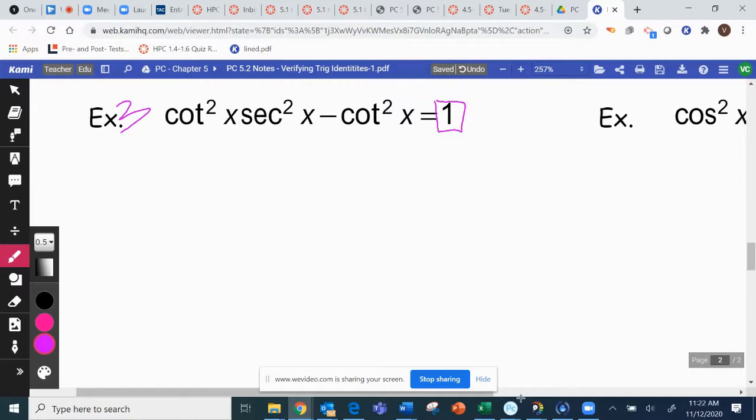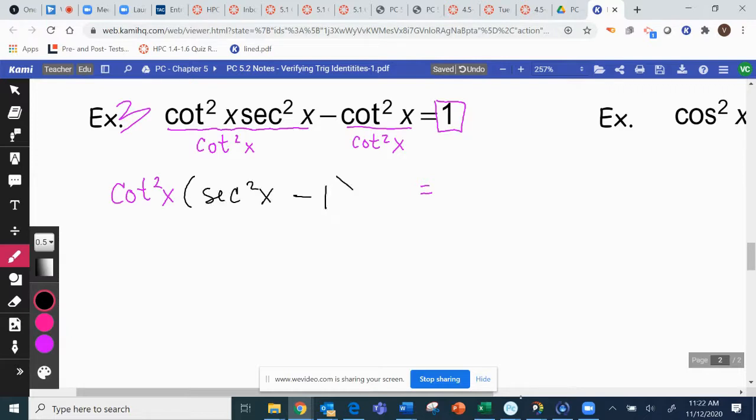I am looking at this and we have 2 terms. Terms are separated by minus signs. And I notice that both terms have cotangent squared x in it. So for this one, I am choosing to factor out a greatest common factor of cotangent squared x. And that leaves me with secant squared x minus 1.